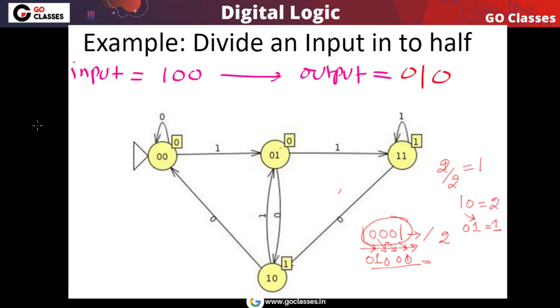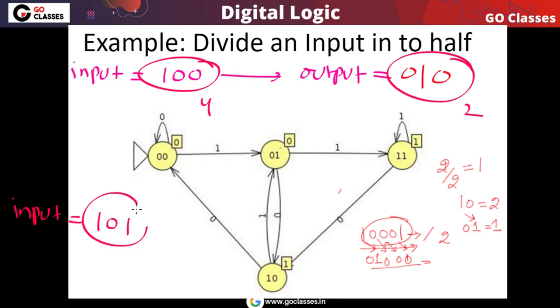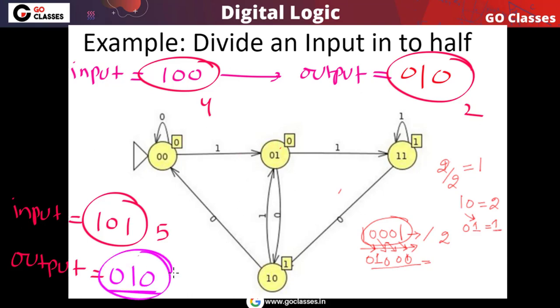So you can notice your input is 4 and the output is 2. You can just check it out. For example, if your input is 5, then your output actually will be 2, because this is dividing by 2 basically. What is the quotient when you divide by 2? So here also you can notice 101. When you read this 1, then 0 will be printed. Then if 0 comes, 1 will be printed, and if 1 comes, then 0 will be printed. So you can notice the output is 2. So this Moore machine is dividing by 2.